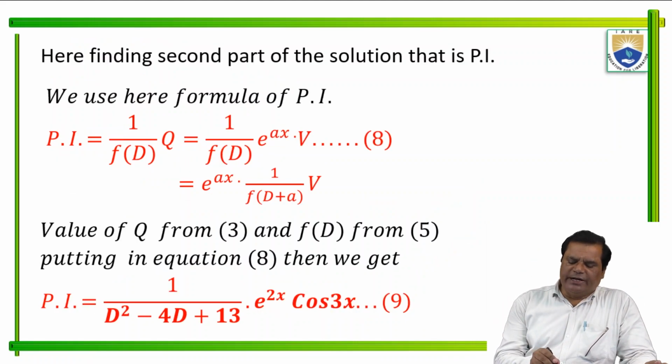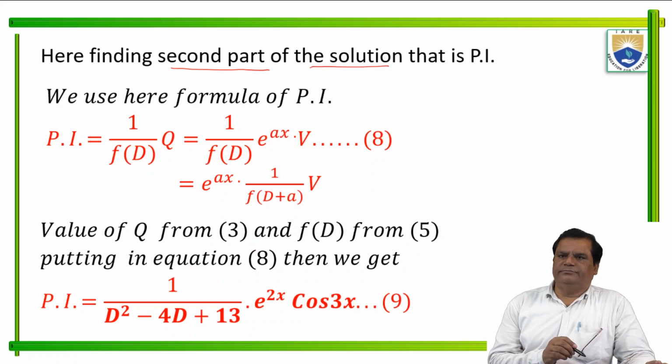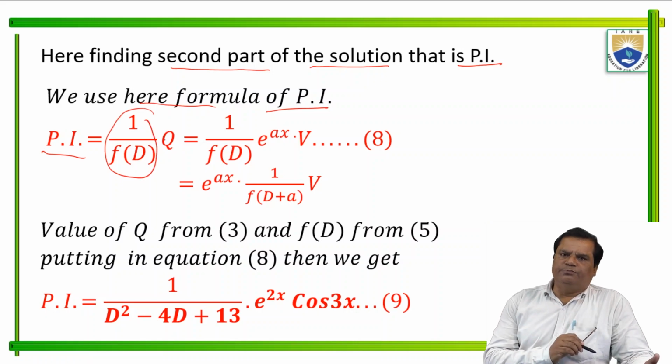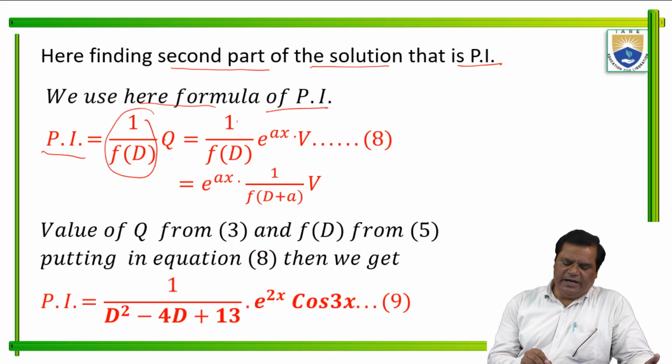Here, finding the second part of the solution, that is PI. We use the formula of PI, the particular integral. Which formula do we apply here? In the last question, the same formula we are applying here. So PI equals 1 upon f(D) into Q.